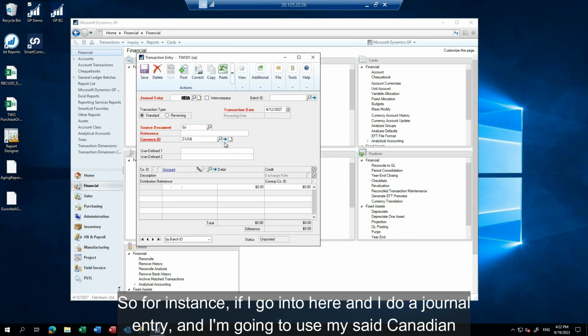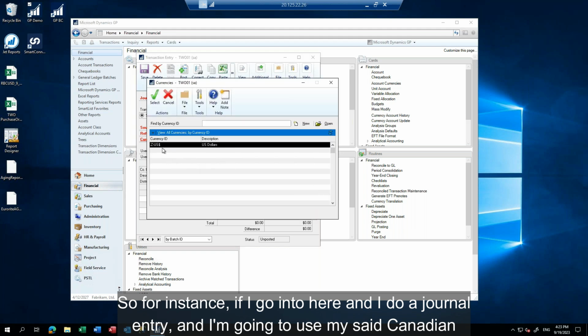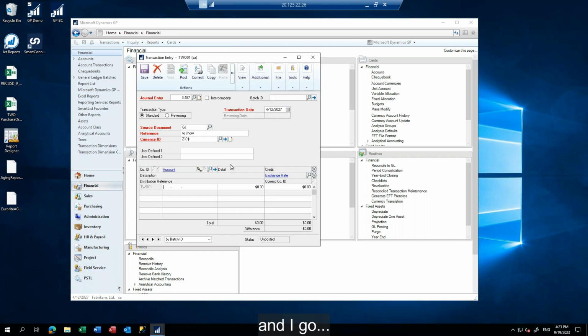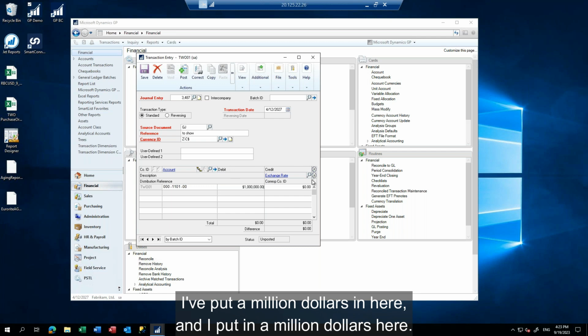So for instance, if I go into here and I do a journal entry, and I'm going to use my Z Canadian, and I put $1 million in here, and I put in $1 million here. Now that's $1 million US.